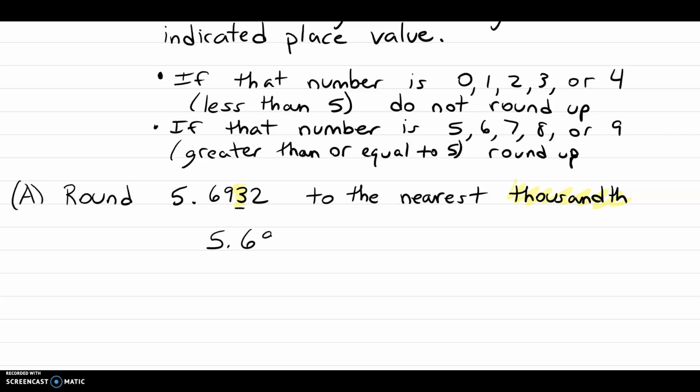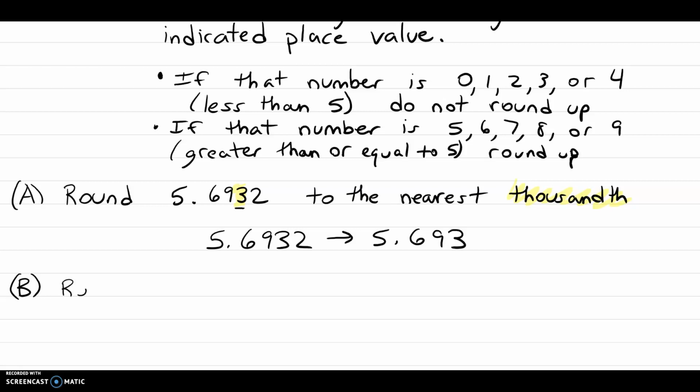So 5.6932, we'll just round to 5.693. So the numbers after it go away, and we just change or keep this number the same depending on how we round it. So since we had to round by not rounding up, we kept the number as a 3. So 5.6932 rounded to the nearest thousandth is 5.693. Let's try another example.